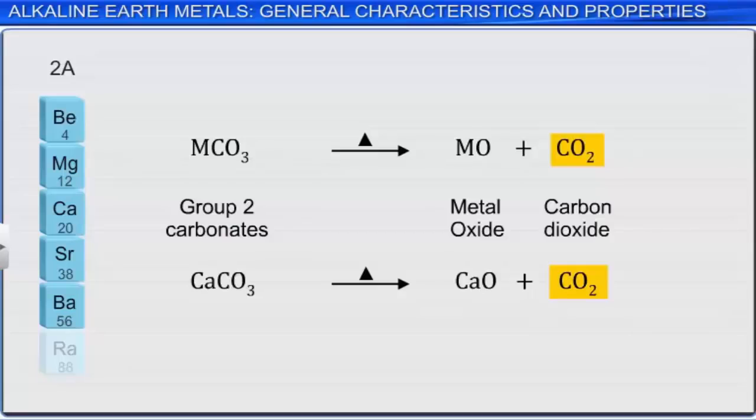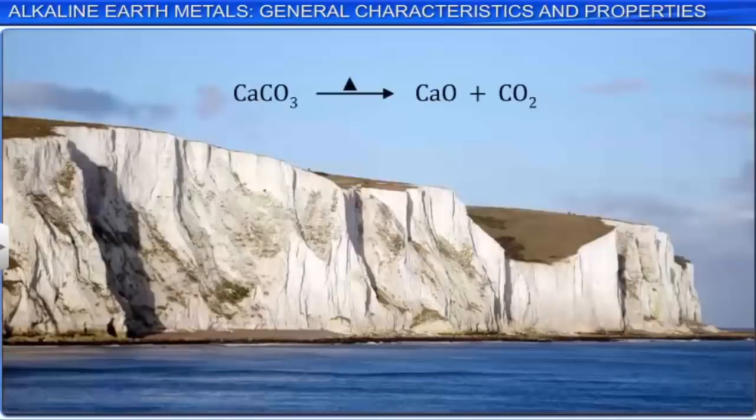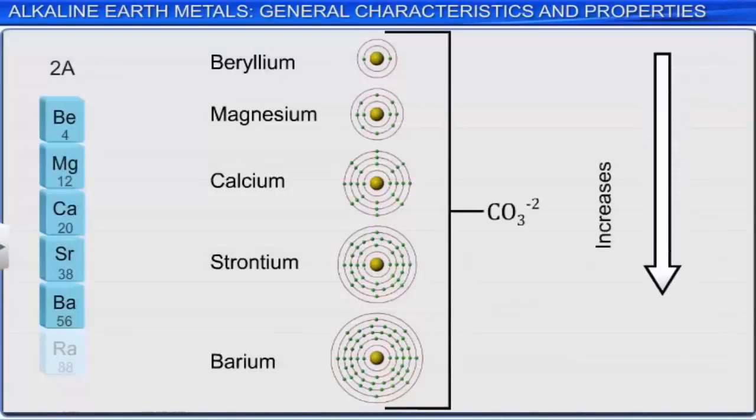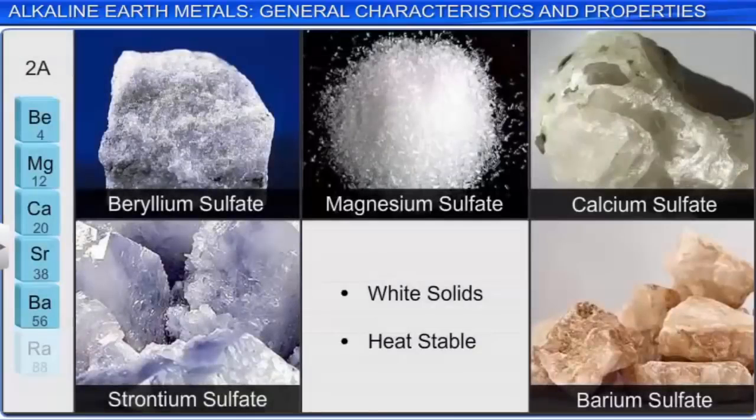The group 2 metal carbonates decompose upon heating to form the oxide and carbon dioxide, as shown for calcium carbonate here. The White Cliffs of Dover consist primarily of calcium carbonate. The thermal stability of the carbonates increases as the metal cation increases in size. Beryllium carbonate is unstable and must be kept in a carbon dioxide atmosphere.